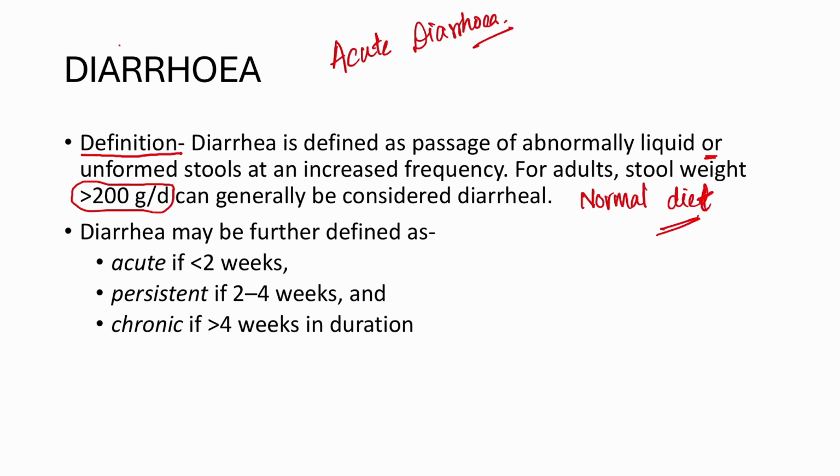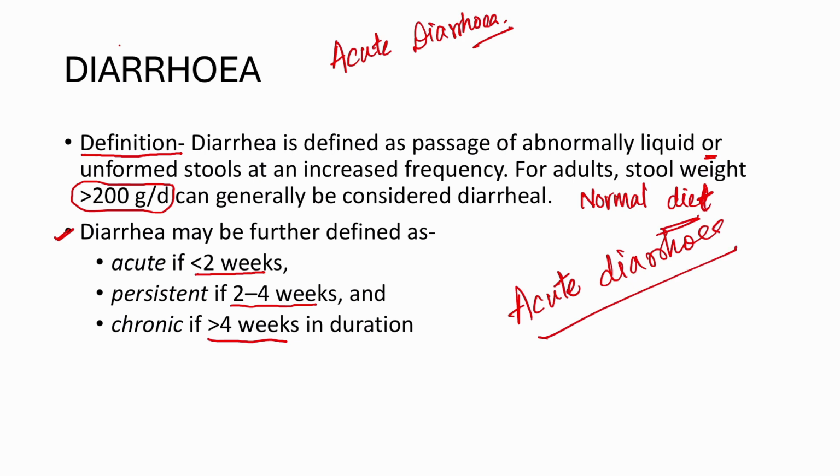Diarrhea may be further defined as acute, persistent, or chronic. If less than 2 weeks, it is acute. If 2 to 4 weeks, it is persistent. If more than 4 weeks, it is chronic in duration. So in this video we will be restricting our discussion to acute diarrhea only.